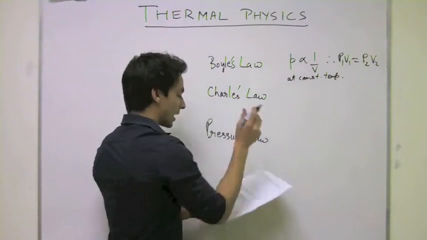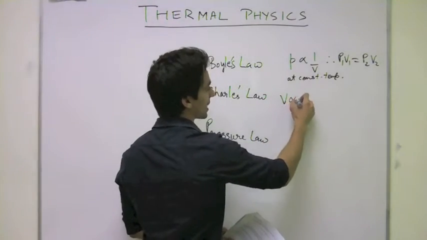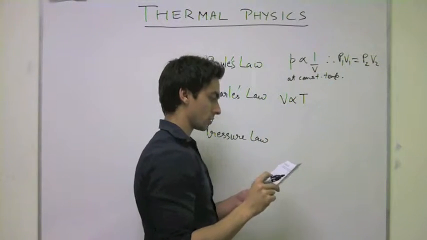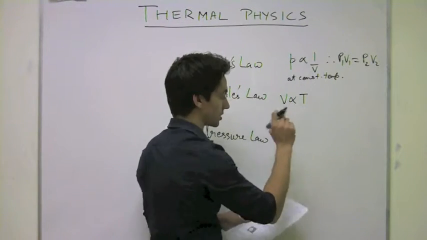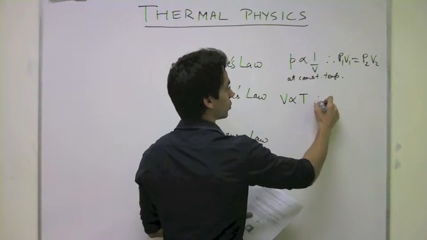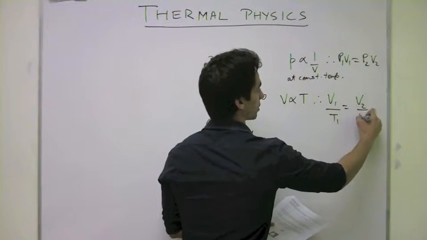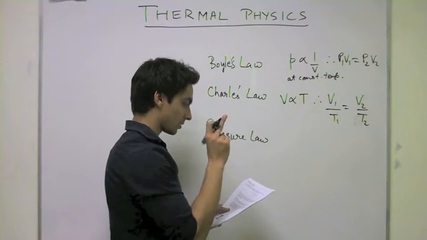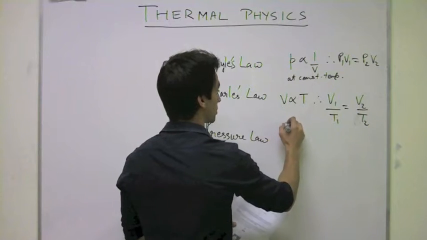Charles' law states that the volume of a gas is directly proportional to its temperature in Kelvin. So that's important. You want to make sure that they understand that this temperature here is the absolute temperature in Kelvin. Therefore, for two states of a gas, V1 over T1 would be equal to V2 over T2. And this here is for a fixed mass of gas at a constant pressure.